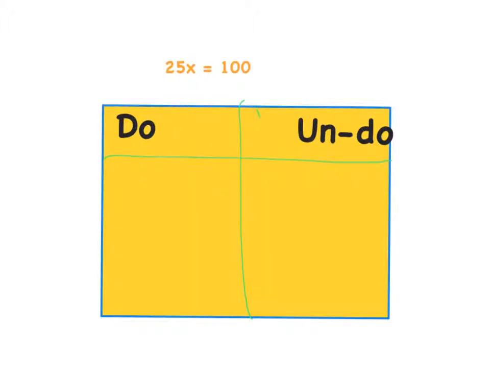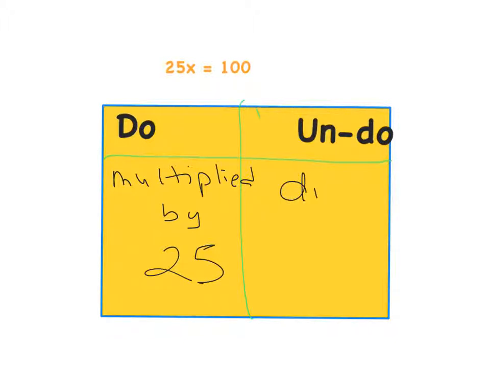Let's try another multiplication one-step equation. We can see that we have 25 times x is equal to 100. I have my do column and my undo column. So in this example, what is happening with x? Well, x is being multiplied by 25. Now, what do we need to do to undo that? Well, we need to divide by 25.